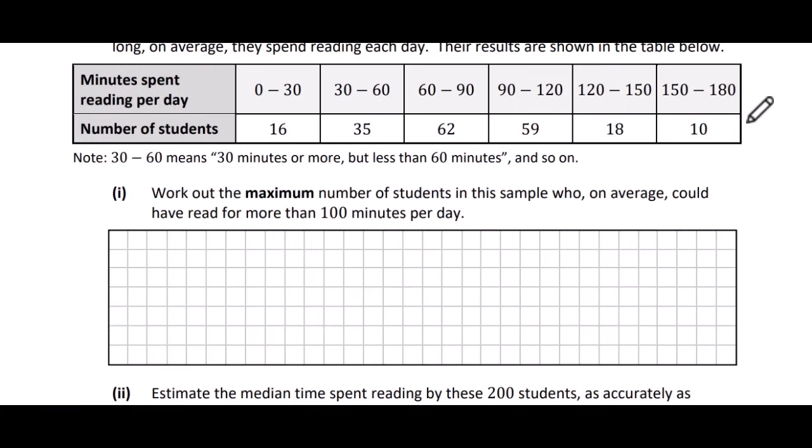So it's 59 plus 18 plus 10. If you do that, you get 87. So the answer to the first part is just 87.